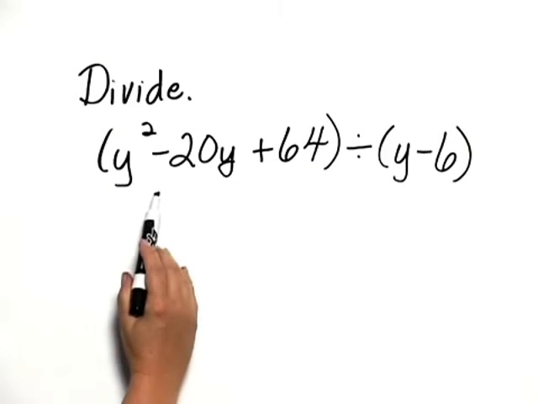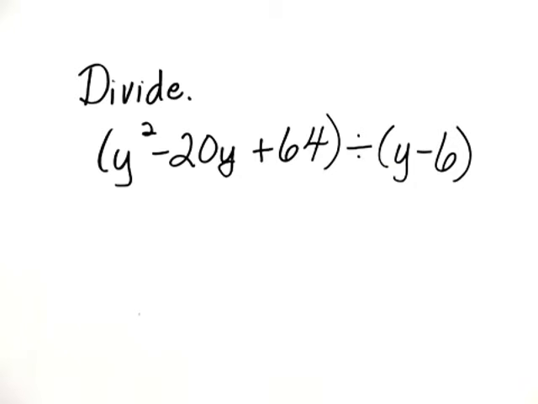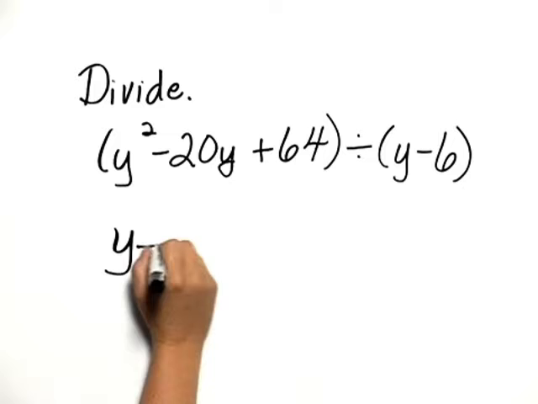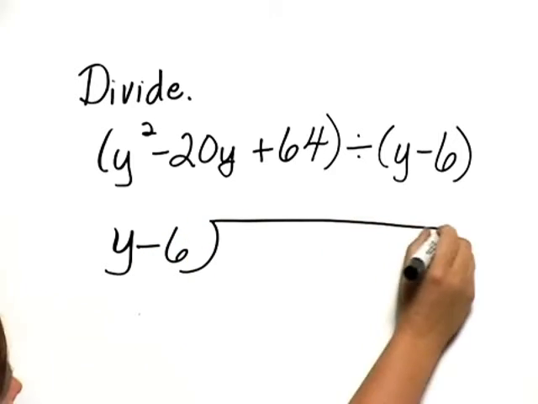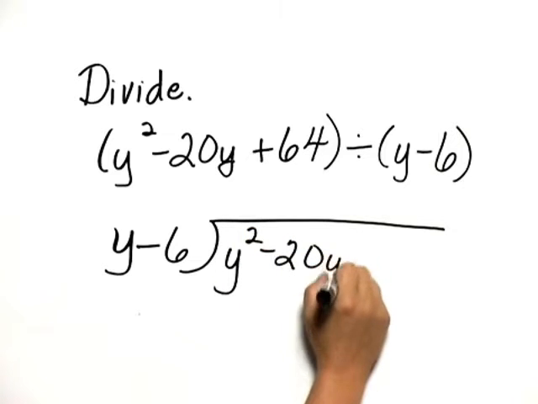Divide y squared minus 20y plus 64 by y minus 6. We can write this like a long division problem will be written in arithmetic, with the divisor and the division symbol and the dividend under the division symbol.